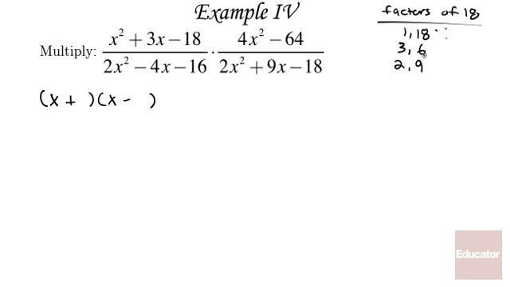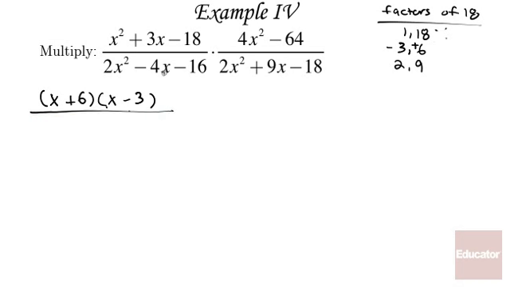The second one is 3 and 6. Well, if I wanted to add up to 3x and I made this positive and this negative, I would get a 3. So that's the correct factorization. I want x plus 6, x minus 3. And you can always check by multiplying out. X squared minus 3x, inner terms, 6x, that gives me 3x, minus 18.